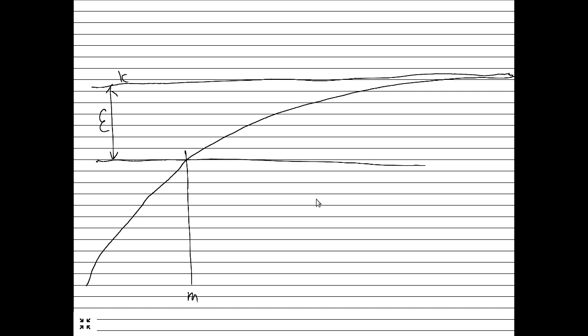Is that okay? You go like, okay, Tech, I'm going to give you a bigger challenge. I bet you cannot find this m when epsilon is smaller. So you give me a smaller epsilon, this is epsilon, sorry. Then I go like, nope, I can still find it. I just have to move m a little bit to the right-hand side, but I can still find the m.